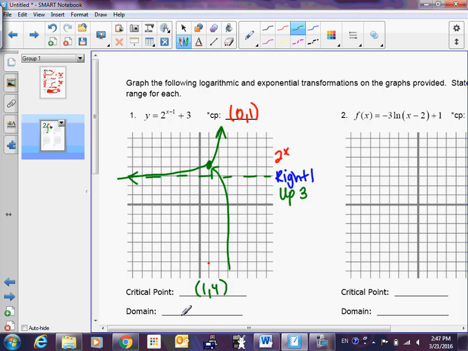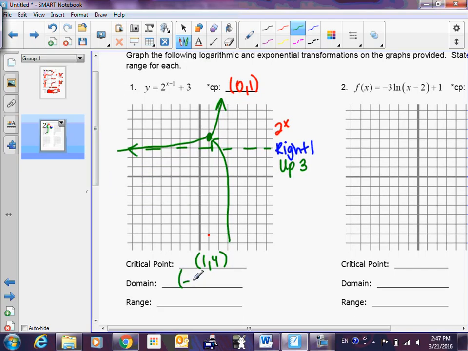Okay, what about the domain? This is true for all exponentials. Domain is easier. Negative infinity to infinity. So the domain did not change at all for exponentials. Do you think the range changed at all? Yeah, it was 0 to infinity because we started at the x-axis, but since we moved up 3, we got to start at 3.